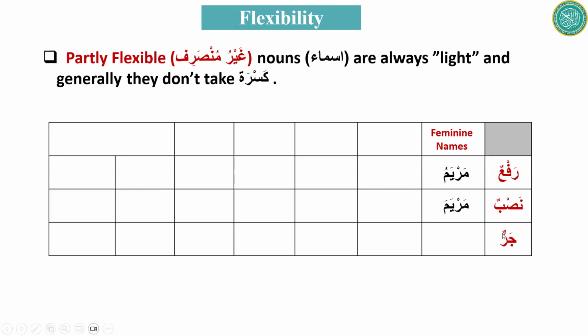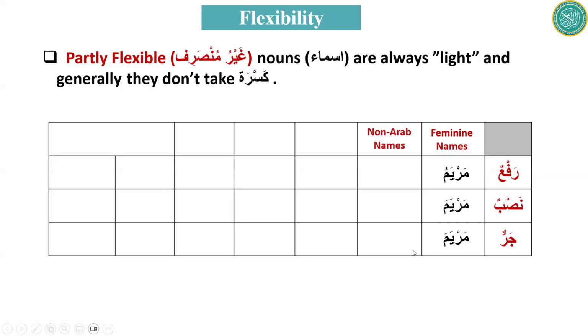So jar will be the same as nasab. It will look the same: Maryama. Maryamu, Maryama, Maryama. That is why you see it has some flexibility in it, but it is not fully flexible. That's why we call them partly flexible. All feminine names, when they are used in the Arabic language, are partly flexible. So this was the first type.